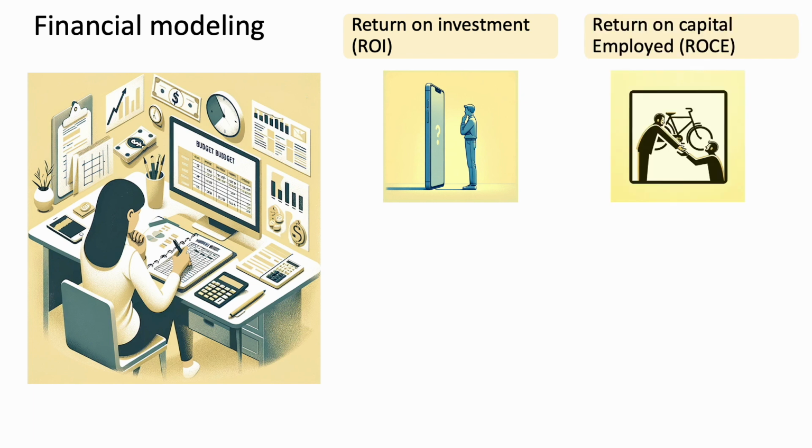2. Return on capital employed, ROCE. Imagine you're lending your bike to a friend. You want to know if they're using it effectively. ROCE is like checking if your friend is making good use of your bike. If they're riding it all the time and taking care of it, that's a good sign.